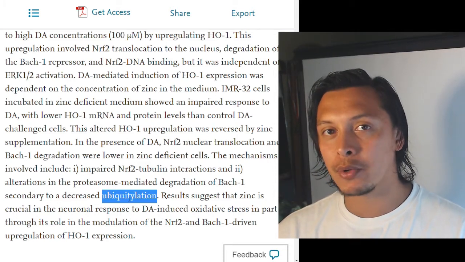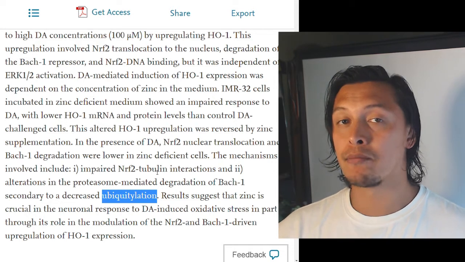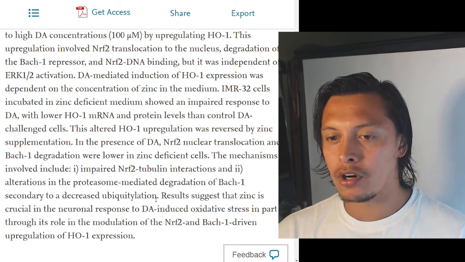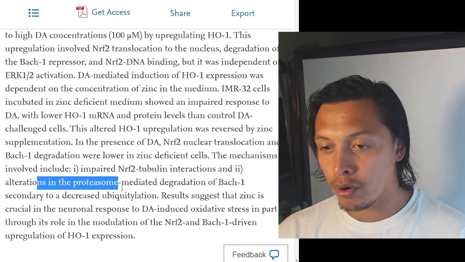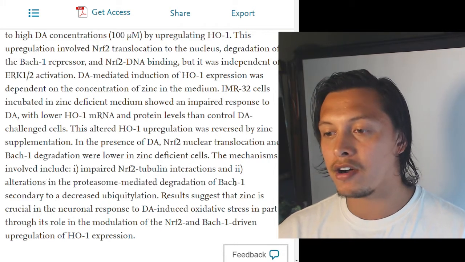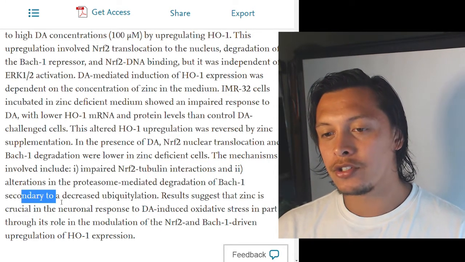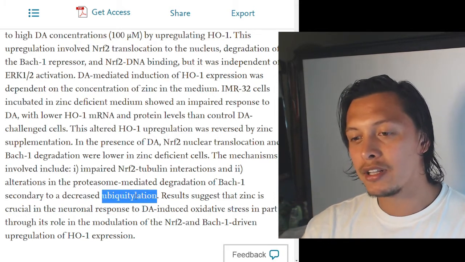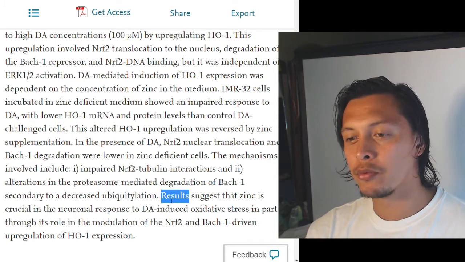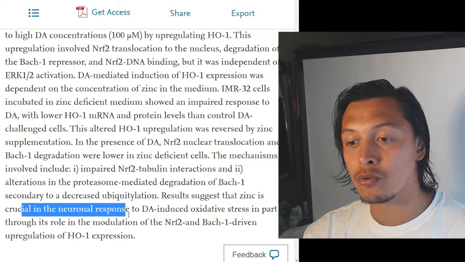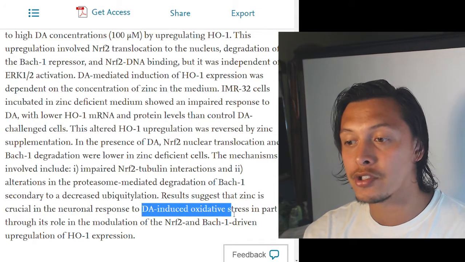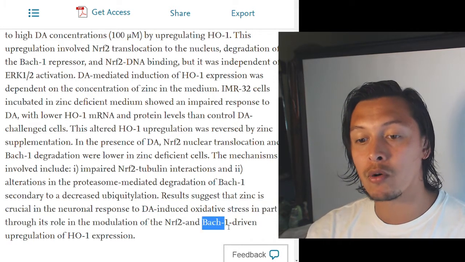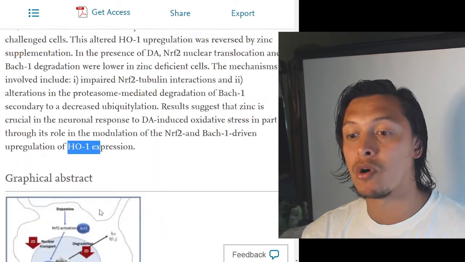Ubiquitin is a protein that is used to target some proteins to be destroyed. So alterations in the proteasome-mediated degradation of BACH1 secondary to a decrease in ubiquitination, excuse me. So the results suggest that zinc is crucial in the neuronal response to dopamine-induced oxidative stress, in part through its role in the modulation of NRF2 and the BACH1-driven upregulation of heme oxygenase 1 expression.